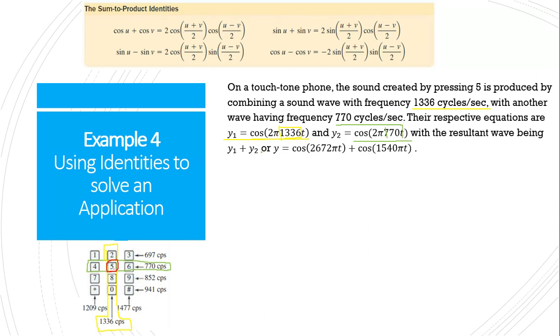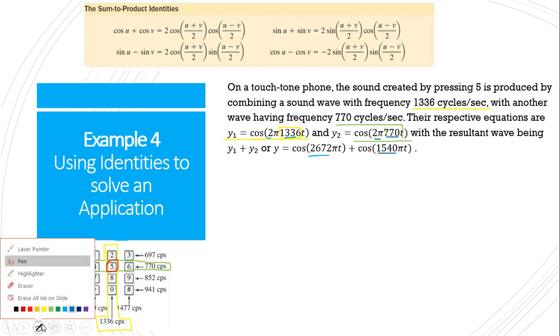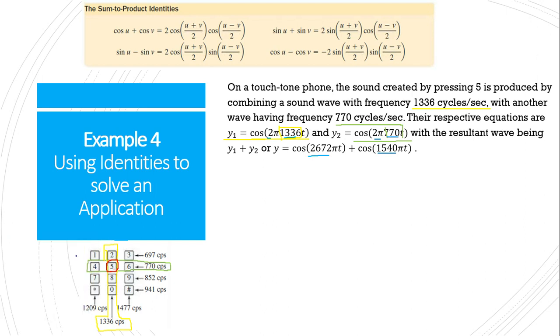So if I added those two together, because that's how that sound is happening, those two sound waves crashing into each other by addition, I get y1 plus y2 is cosine of 2,672 pi t plus cosine of 1540 pi t. So I got those numbers from 2 times 1336 is 2,672. And additionally, 2 times 770 is 1540. So just so I don't lose you there, that's where that comes from.